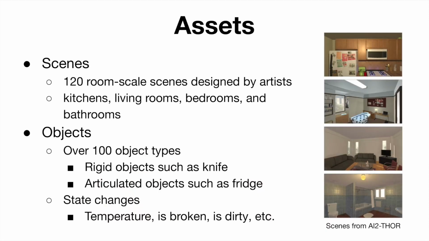AI2-THOR introduces 120 room-scale scenes designed by artists, including different layouts like kitchen, living room, bedroom, and bathroom. It also provides over 100 object types, including rigid objects such as a knife, and articulated objects such as a fridge. Specially, objects are also associated with certain state changes. For instance, a vase can be broken, and the food can be cooked.